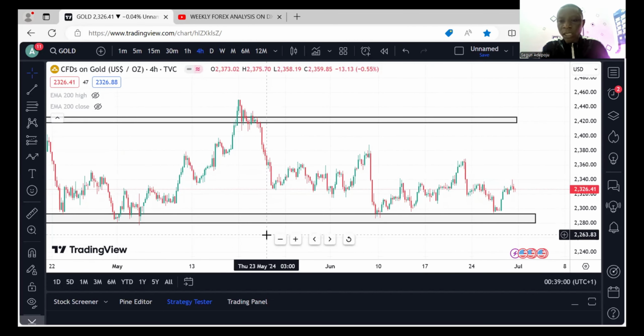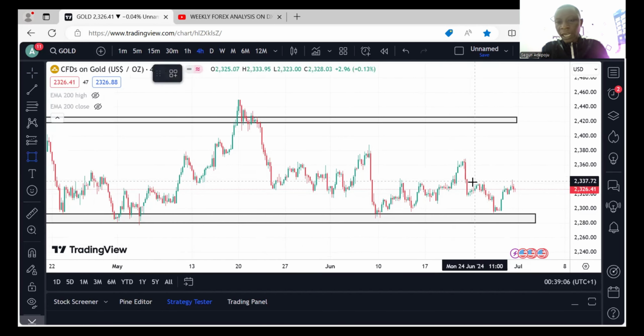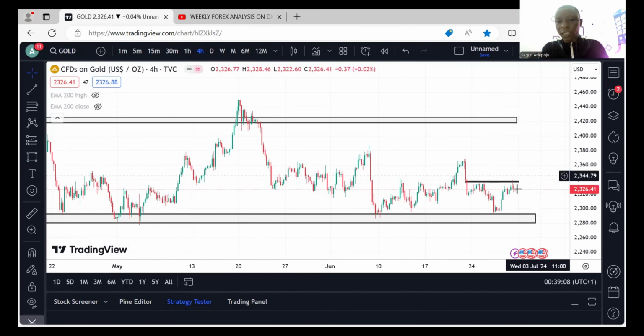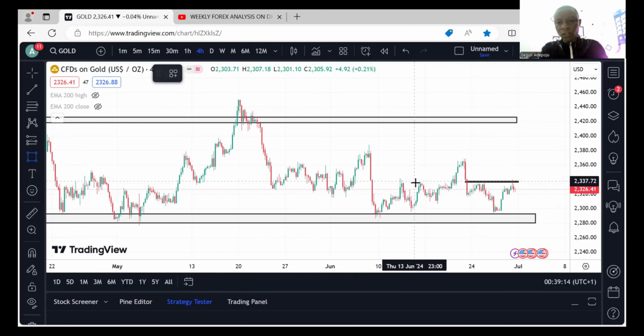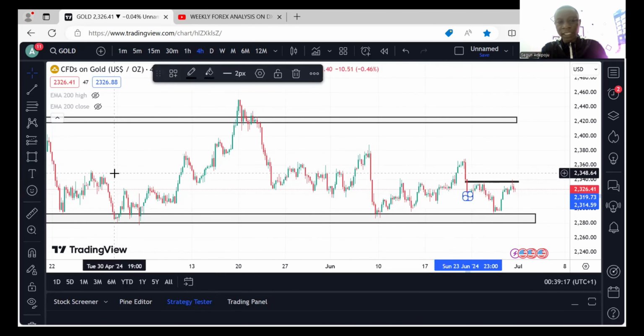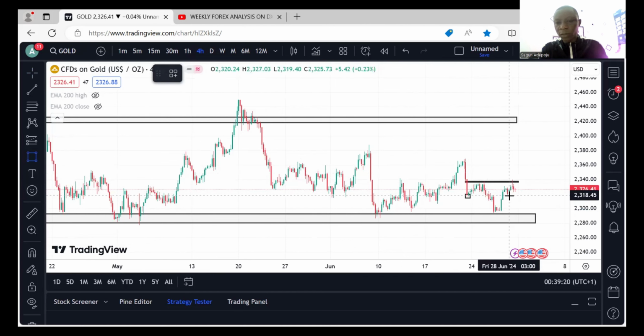So on 4 hours now, we're having a chart pattern, and you can see we have head and shoulder. This is the head, and these are the two shoulders. So this is an inverted head and shoulder, which means that we patiently wait for the market to break. If the market breaks above, there is a chance for gold to buy for this week.